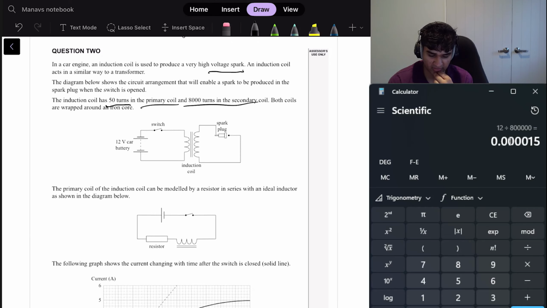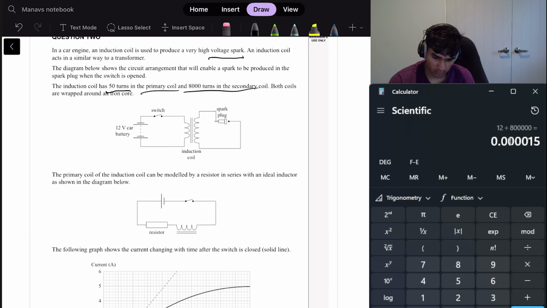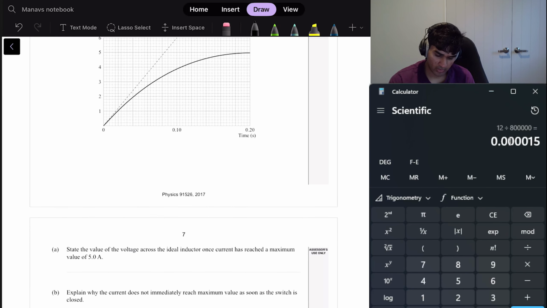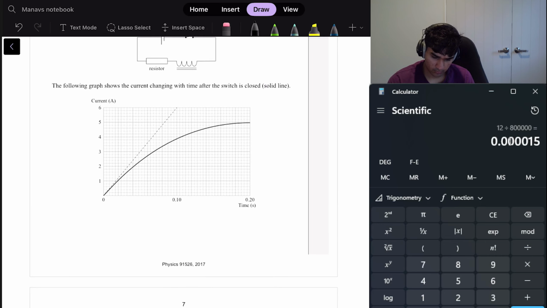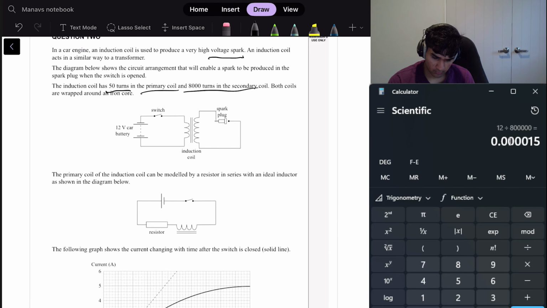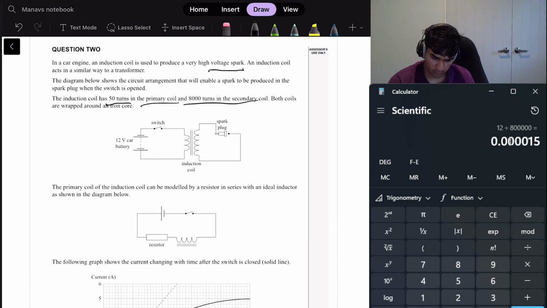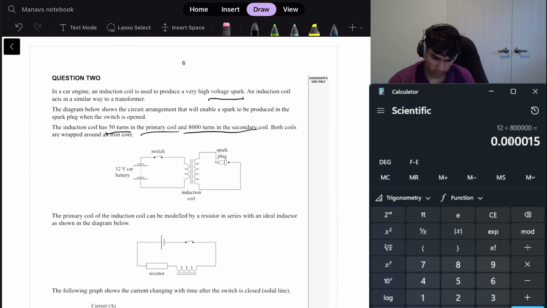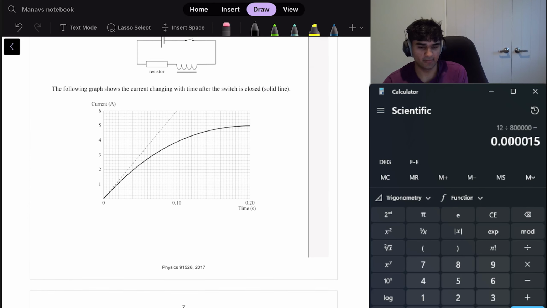We're not given the resistance, are we? Oh wait, 12 volts. Oh, okay. What the hell am I looking at?